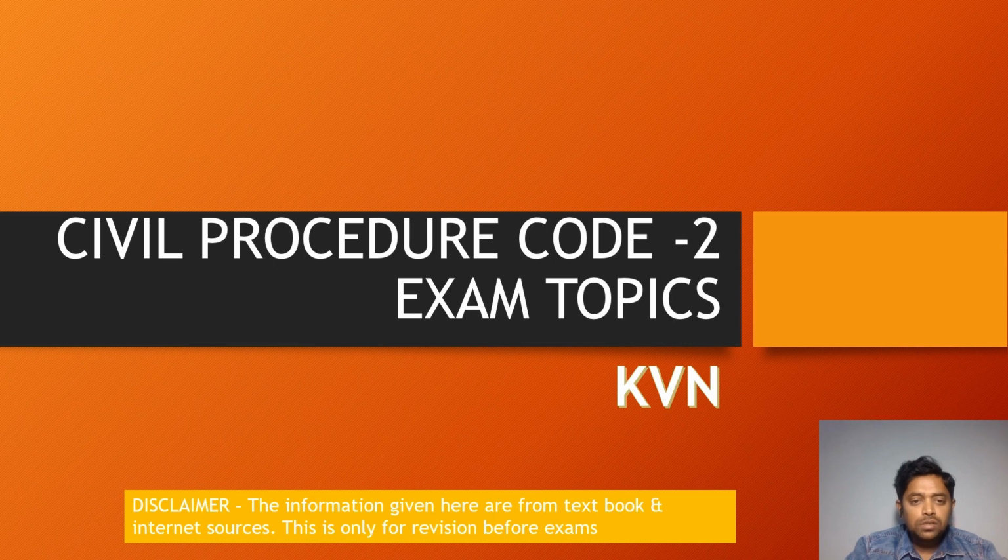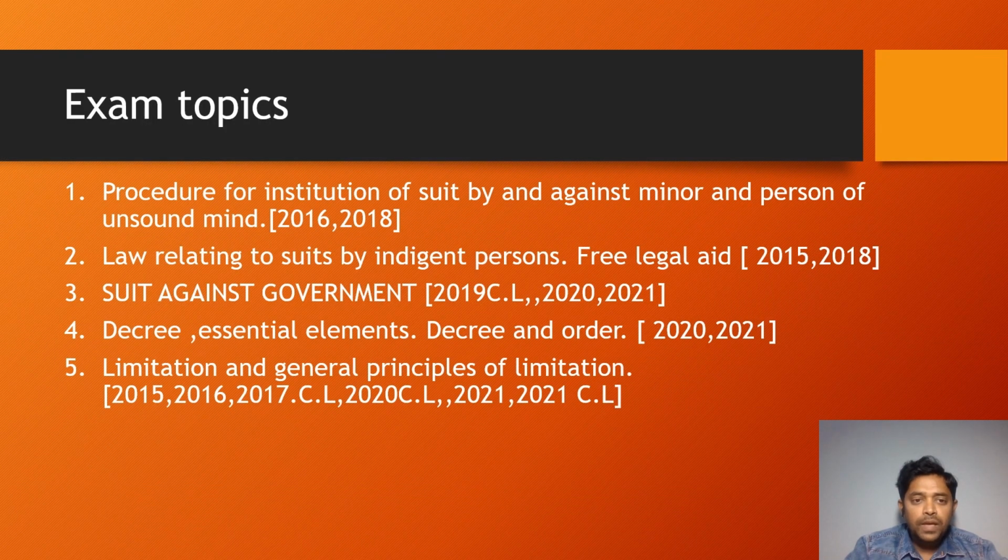Today's second topic of the Civil Procedure Code. These are the exam topics which are left: procedure for institution of suit by and against minor and person of unsound mind, law relating to suits by indigent persons, free legal aid, suit against government, decree, essential elements, decree and order, limitation and general principles of limitation.